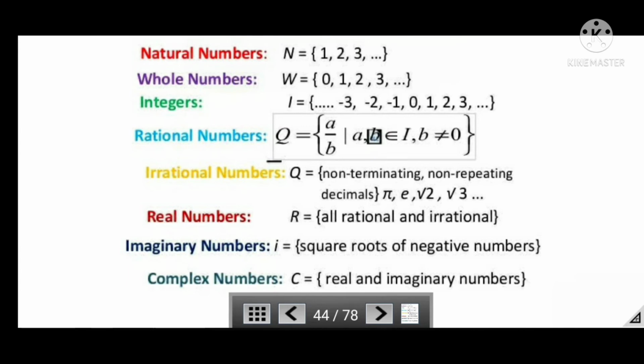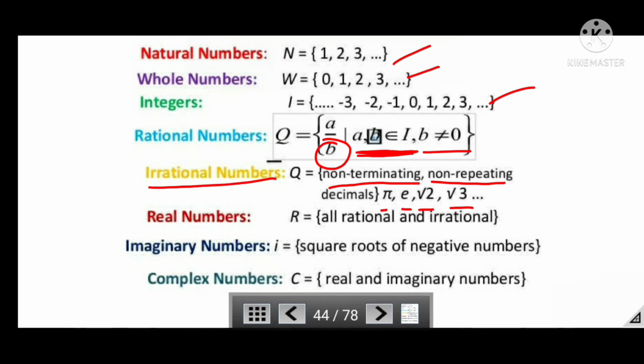Next, again, natural numbers, N: 1, 2, 3; whole numbers; integers. Rational numbers are in the form of a by b, where a and b are both integers, and the denominator, that is b, is not equal to 0. Next, irrational numbers, and this is very important: non-terminating and non-repeating decimals. Pi, e, under root 2 and under root 3 are examples of irrational numbers.